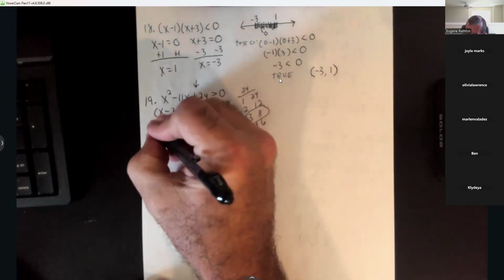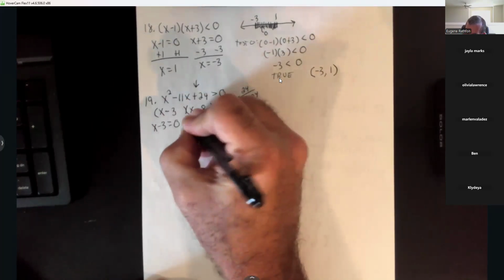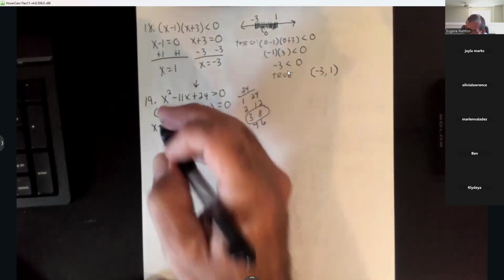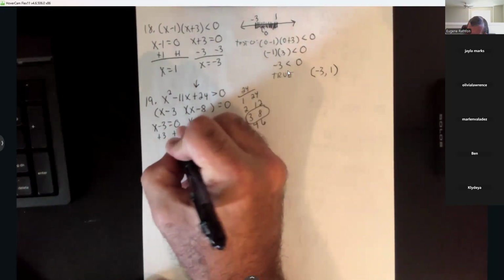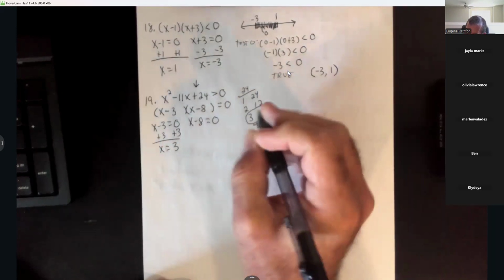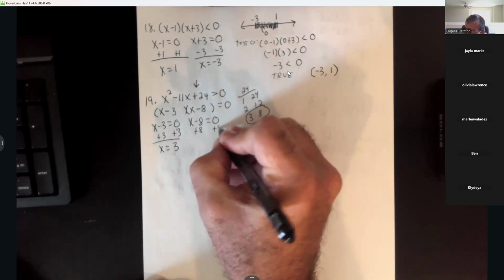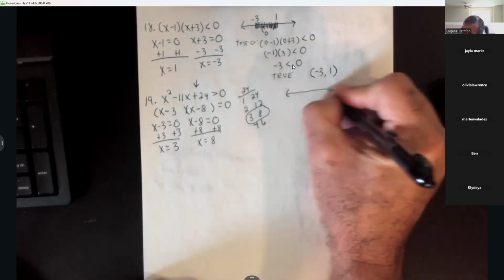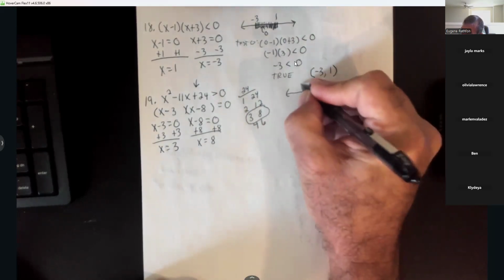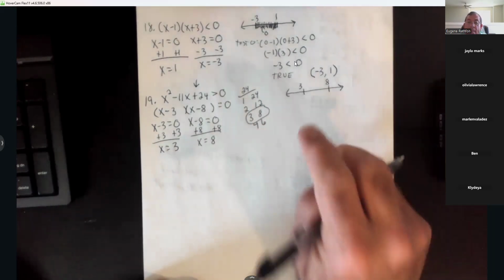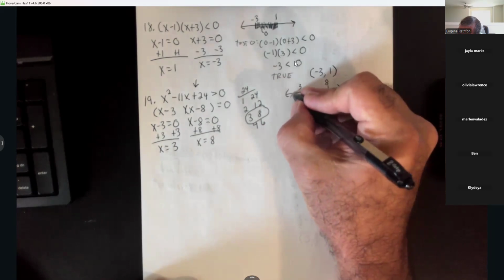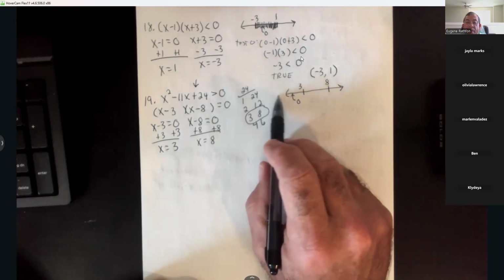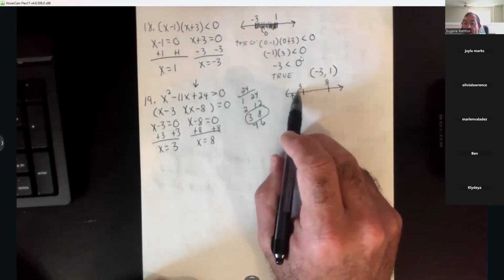All right, y'all, at that point, solve these two by setting them each equal to 0. So here we're going to add 3 to both sides, and that'll give me x equals 3. On this one, I'm going to add 8 to both sides and get x equals 8. So for my number line on that one, the order would be 3 and 8. If I'm going to test 0, 0 is going to be off in this first section. This first section goes from negative infinity all the way to 3, okay?